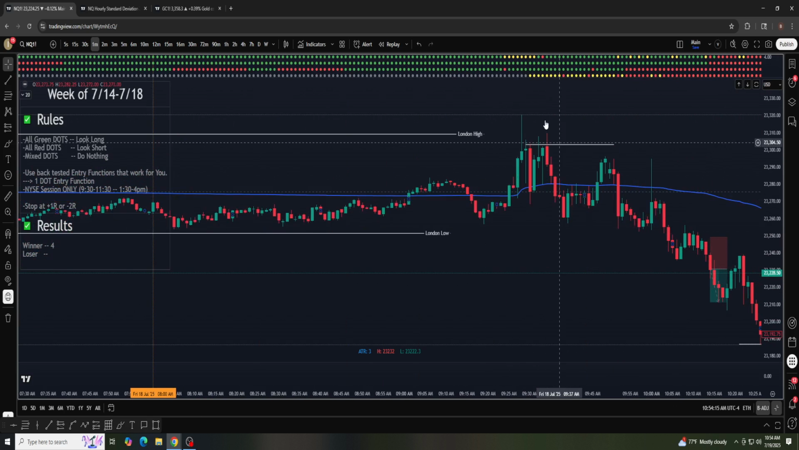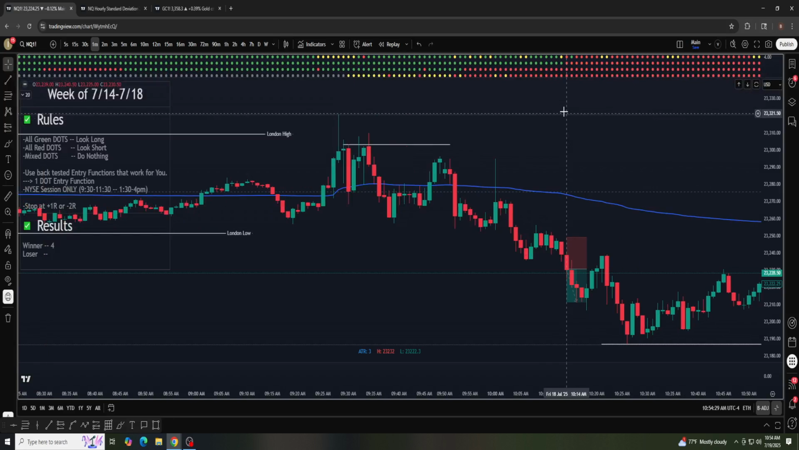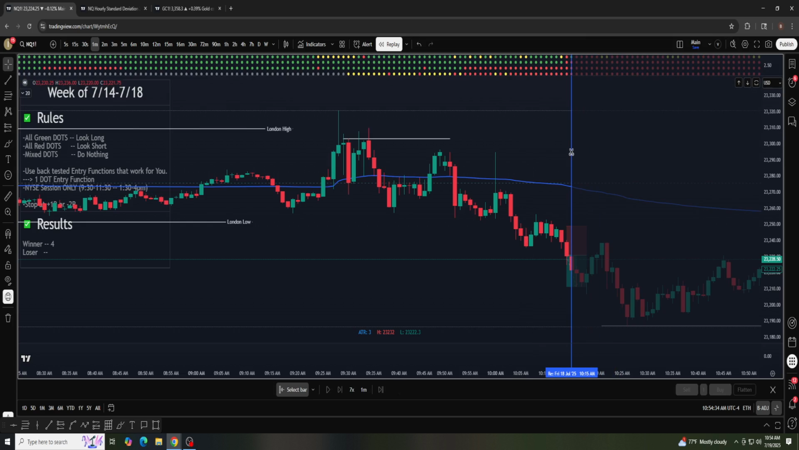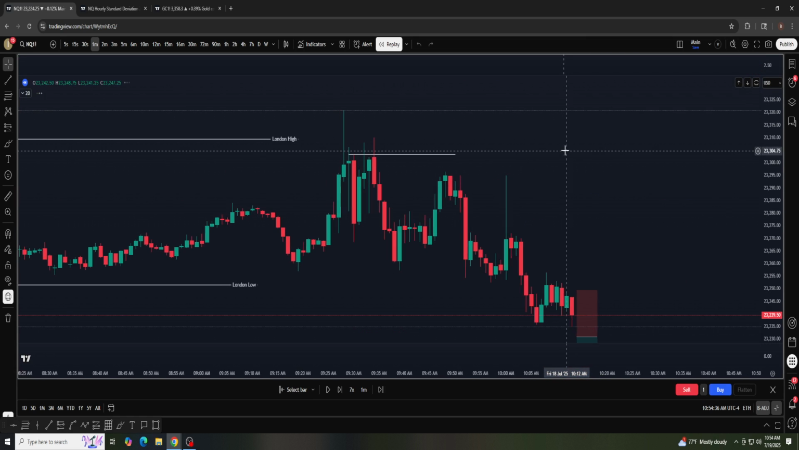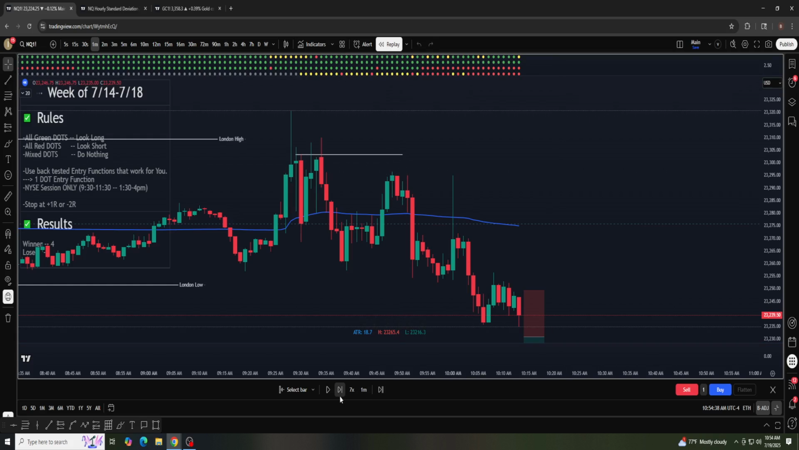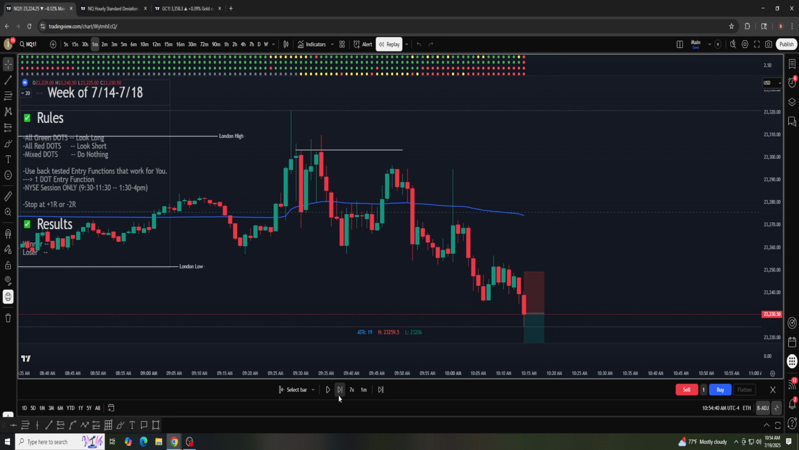So market opens at 9:30. You can see the dots are mixed. Closing below VWAP, closing above VWAP. The dots are mixed. When the dots are mixed, do nothing. And then we get to 10:14 a.m. Dots are mixed. Do nothing. You get the first column of all red dots.